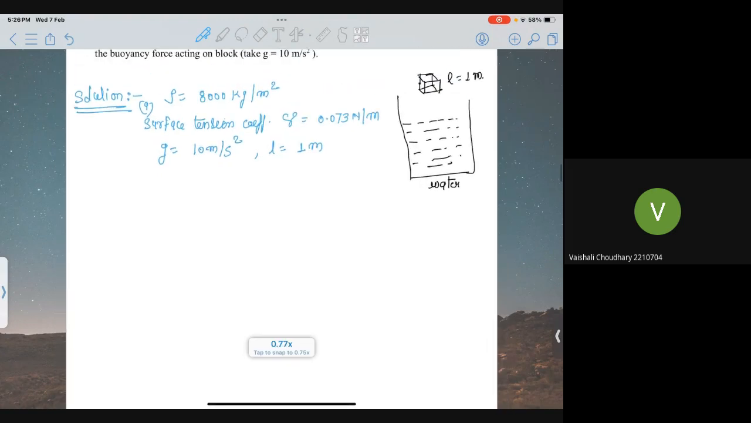So if you notice that block, if you try to dip that block in water, that block will face a force which will be downward.